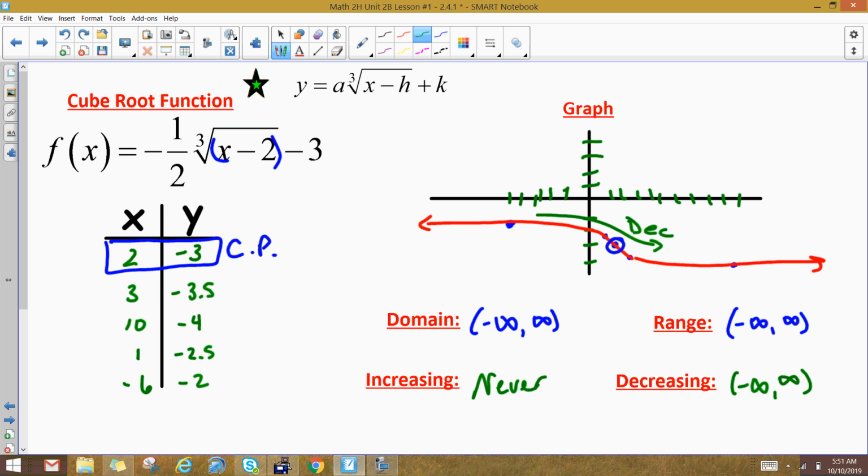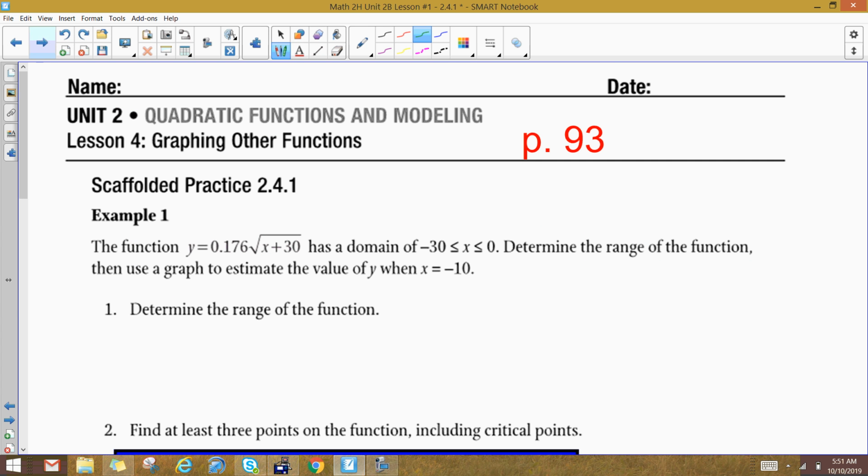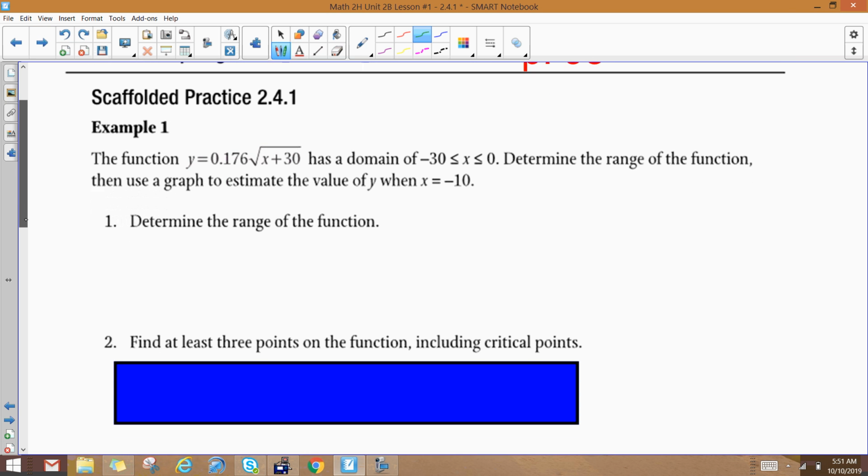So let's look at a couple of the examples actually in the book. On page 93, I'm just going to talk to you about how they ask a couple of these questions to make sure you're okay with your homework. So they give us this function right here, and this is a square root function. And what I would expect you to be able to do is to look at this and be able to pick out some key points.